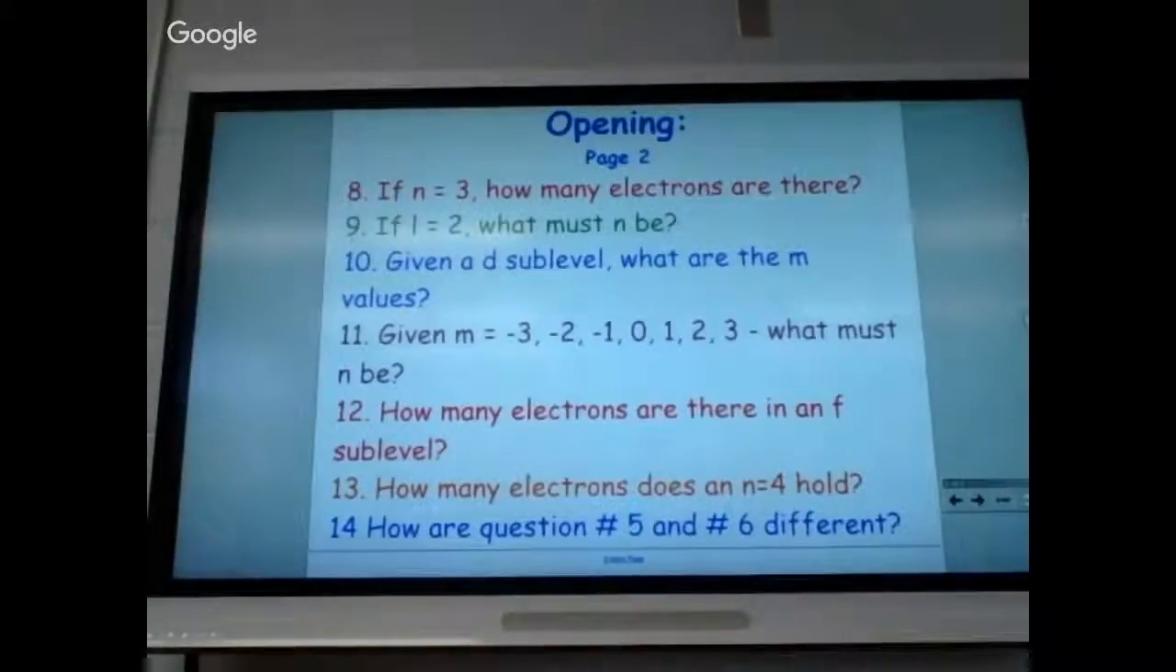Because S would be the first sublevel, P is the second sublevel, so D would be the third sublevel. So N would have to be a 3 to have the third sublevel. Okay, but you have to know that L equals 2 goes with the D sublevel.